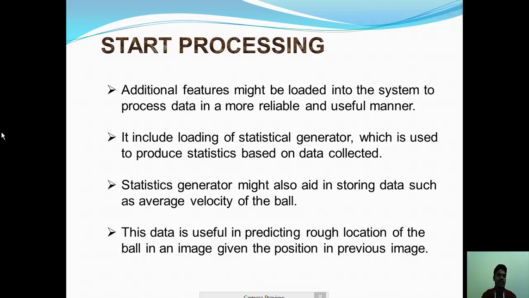The statistic generator might also aid in storing data such as the average velocity of the ball. This data is useful in predicting the rough location of the ball in an image given the position in the previous image. Based on the previous data, the present data can be estimated and predicted. It also gives the rough location of the ball in an image based on the position in the previous image.